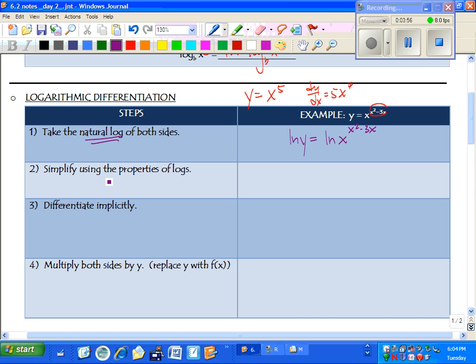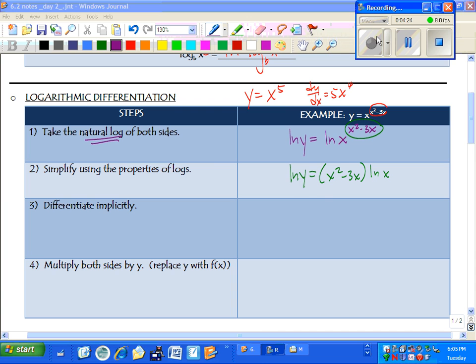Next step, simplify using the property of logs. So what we just talked about up above is that if we have an exponent here, we can bring that out in front. So we're going to rewrite this. So we have natural log of y equals, bring that exponent out in front, we get x squared minus 3x times natural log of x.